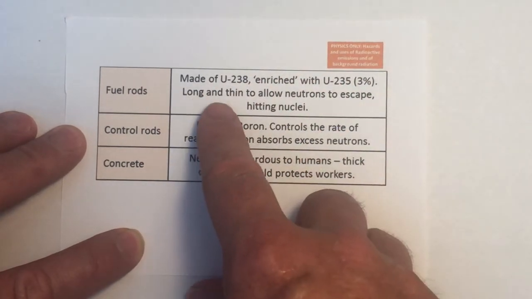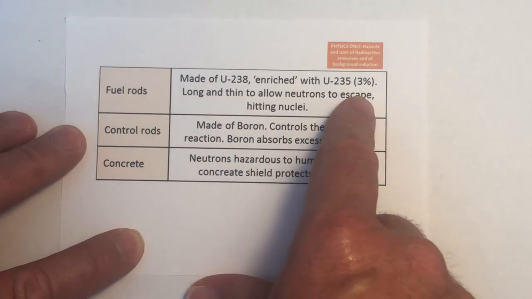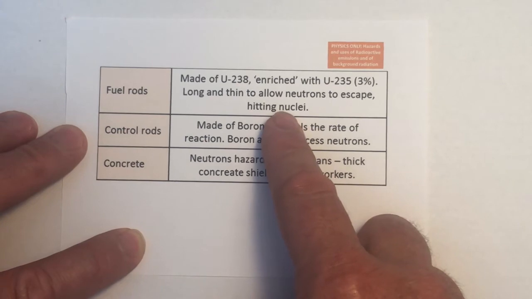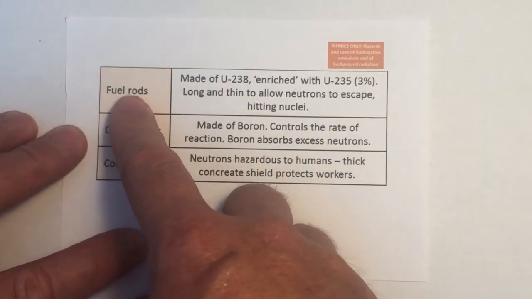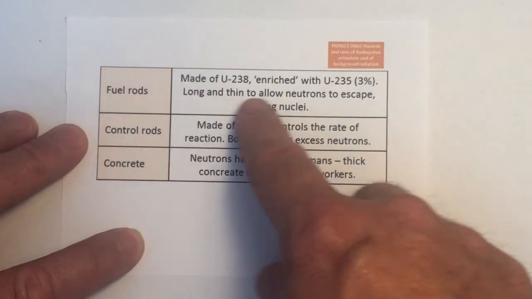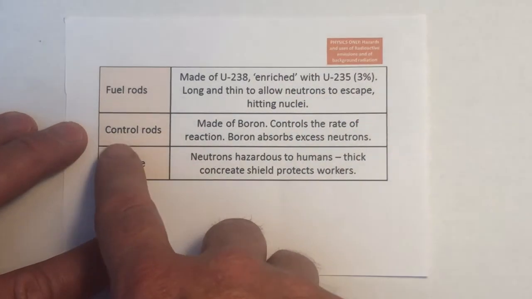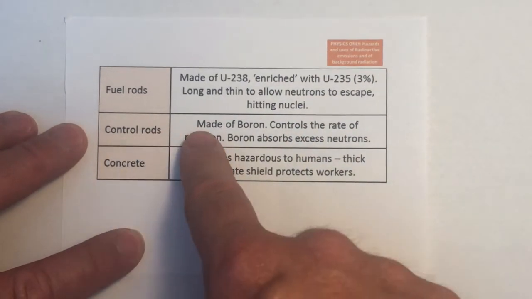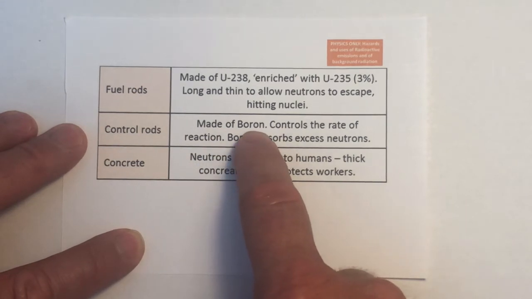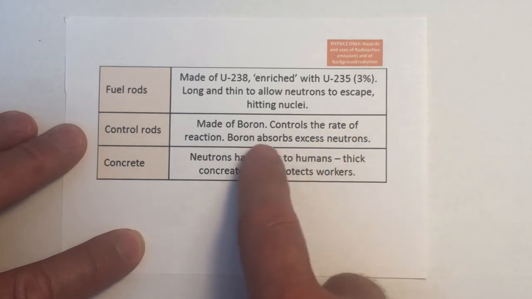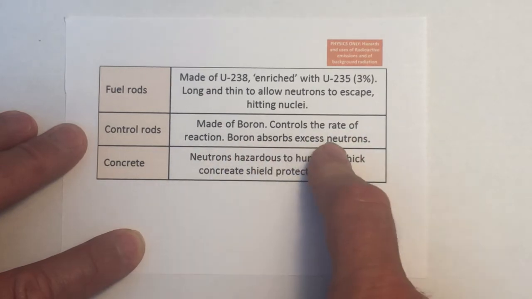And what they are is long and thin and allow neutrons to escape. So basically, when that uranium is inside the actual fuel rods, it's constantly decaying and allowing neutrons to come out of it. All the way around, the control rods are then made of boron. And what they do is they control the rate of the reaction, and boron absorbs excess neutrons.